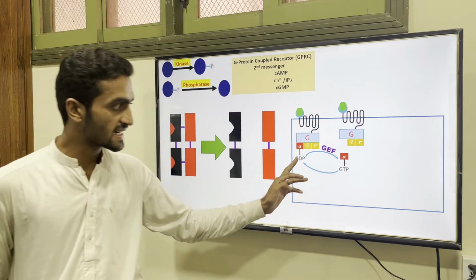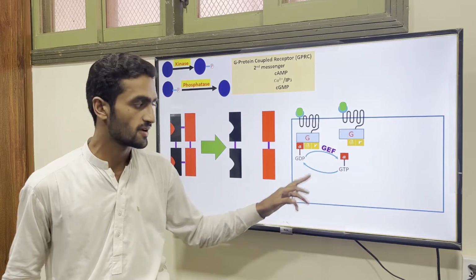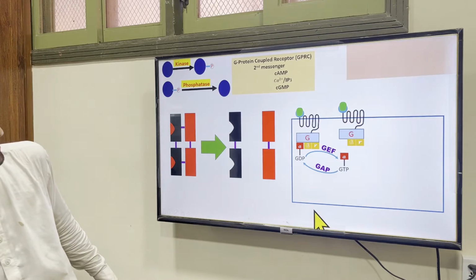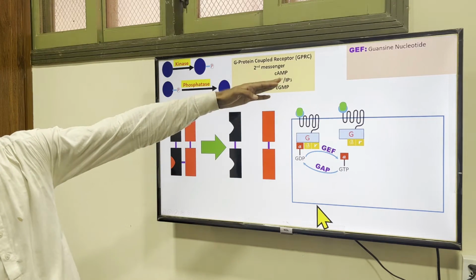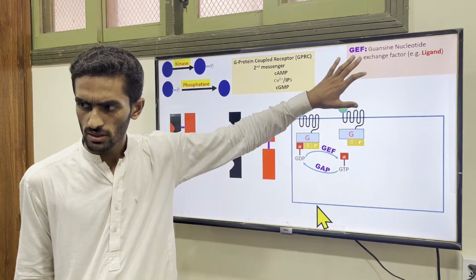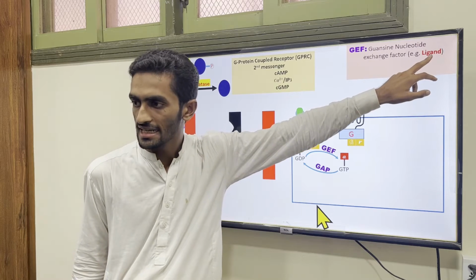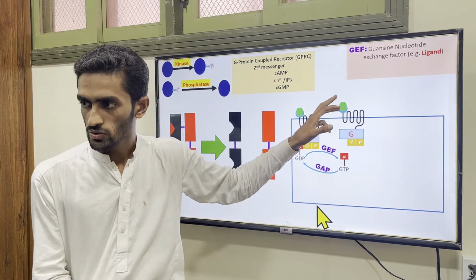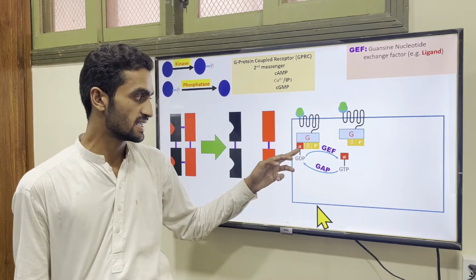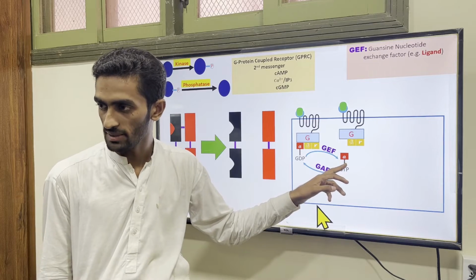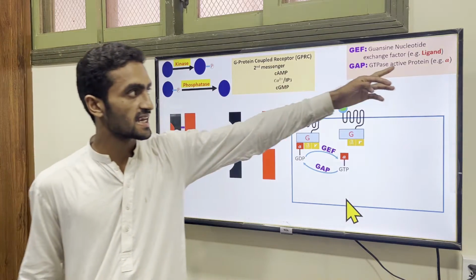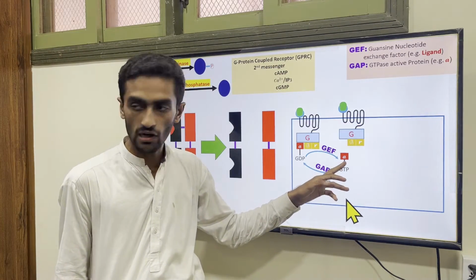So the factor which activates this system, we name GEF, and the factor which inactivates them, GAP. So what does GEF mean? GEF is actually guanosine nucleotide exchange factor, which you just don't need to remember as a term. Just remember these are ligands, and ligands are hormones. They convert the alpha unit GDP into alpha unit GTP. And GAP, GTPase activating protein, in this case is the alpha subunit.